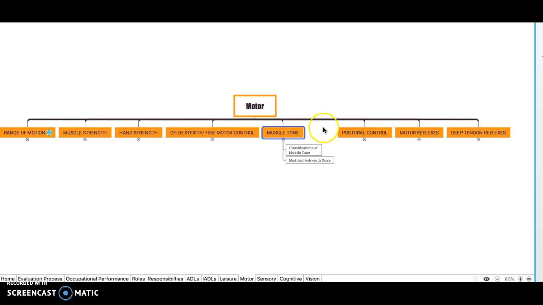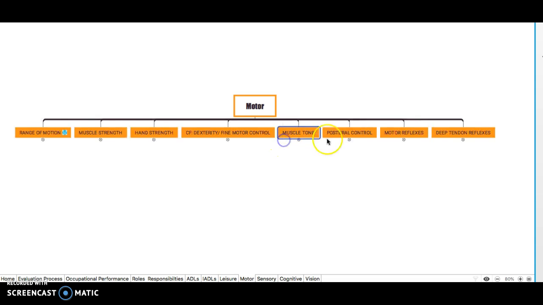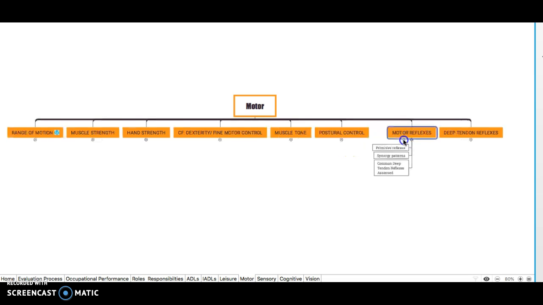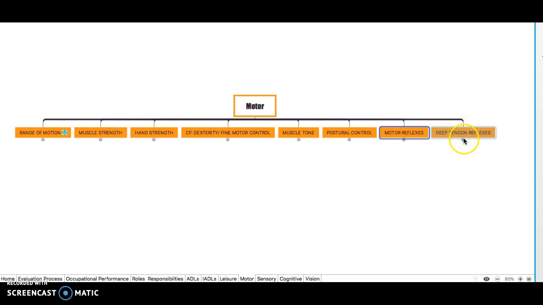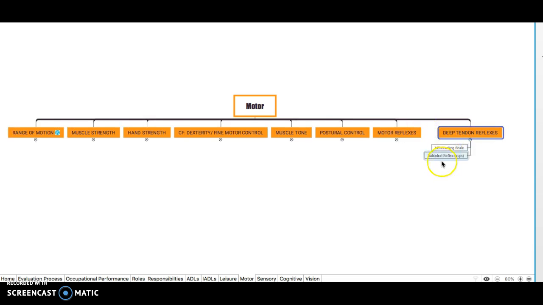To assess muscle tone, we went over the Modified Ashworth Scale. We learned in Lohman's lab how to assess postural control and balance. And in Vroman, they talk about specific areas on the body to assess motor reflexes and deep tendon reflexes.